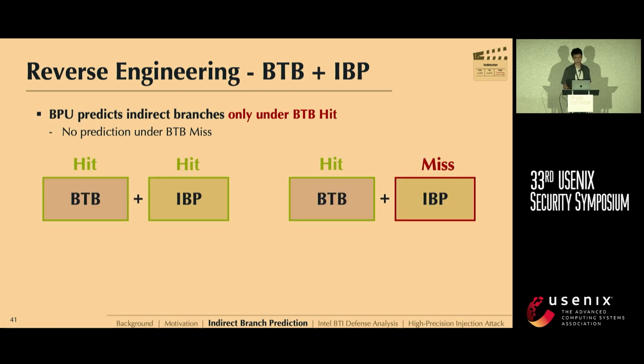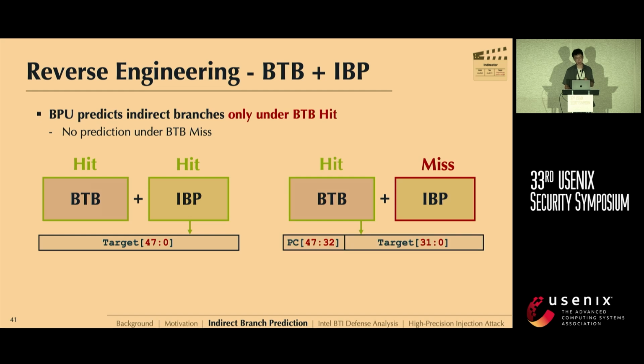So there are 2 prediction scenarios. On the left, the target is from IBP when both BTB and IBP hit. And interestingly, IBP stores a complete 48-bit virtual address under 64-bit mode, different from BTB. And on the right, when IBP misses, the target is from BTB.